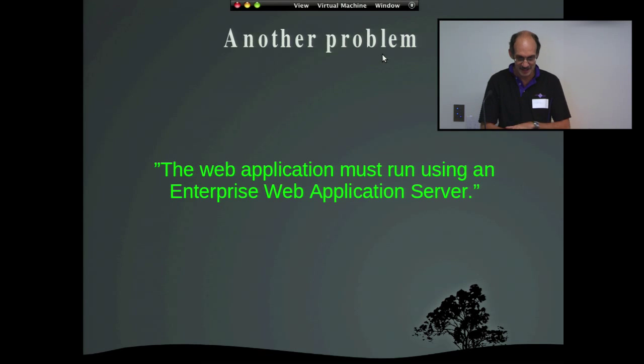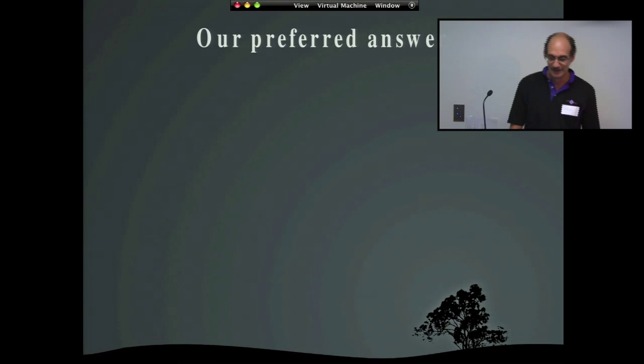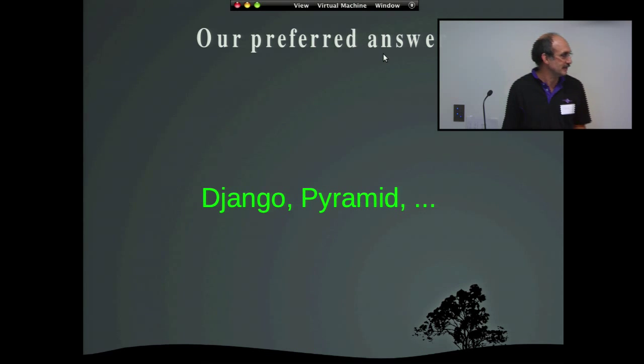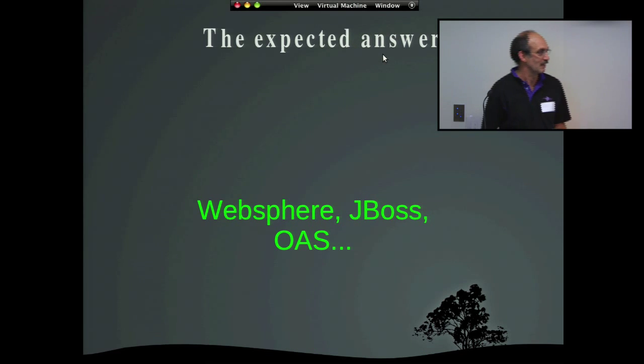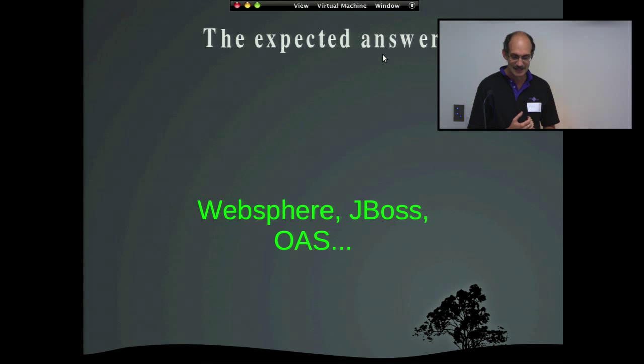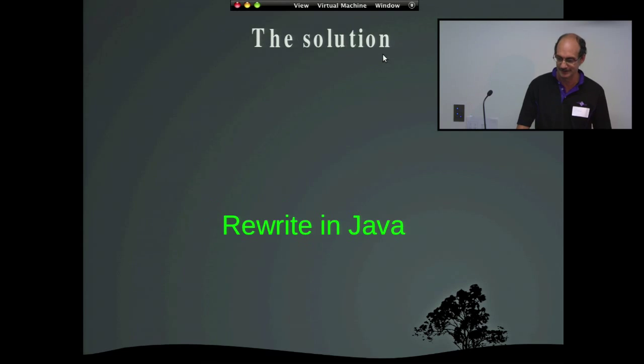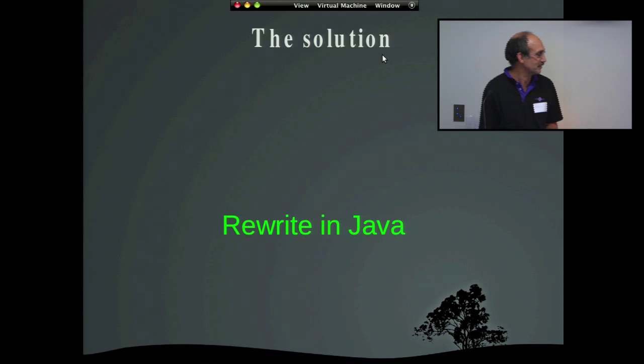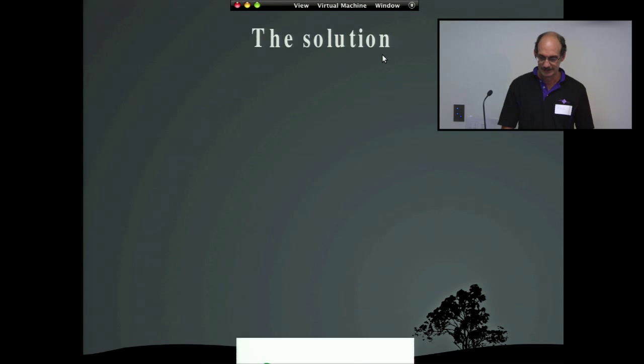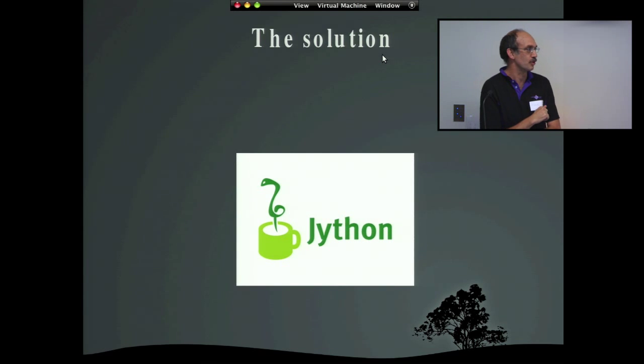The other problem is you also get this one, must run an enterprise web application server. We want to say that. They want us to answer that. So we have a dilemma. So we could rewrite it in Java, but that's just plain bloody stupid. So we use Jython.